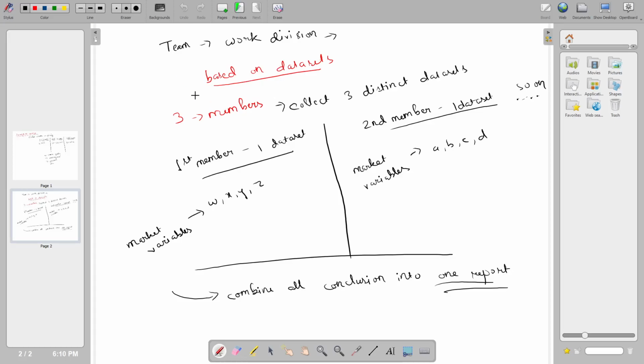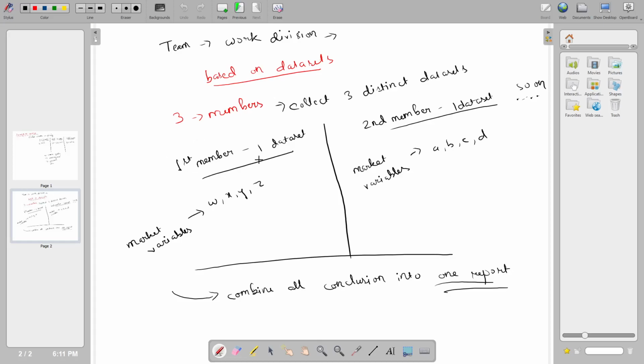If there are three members in your team, you try to collect three distinct data sets, which will contain different variables. Let's say one data set contains variables a, b, c, d, and the second contains x, y, z variables, like that, right? So if there are three members in your team, collect three data sets, and each member works on a different data set.